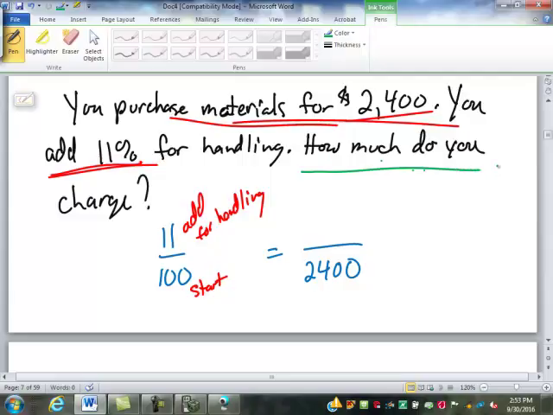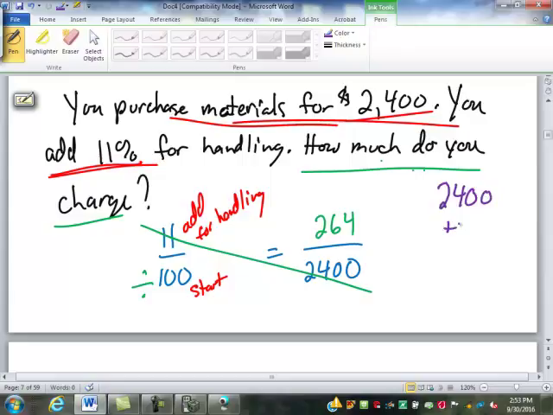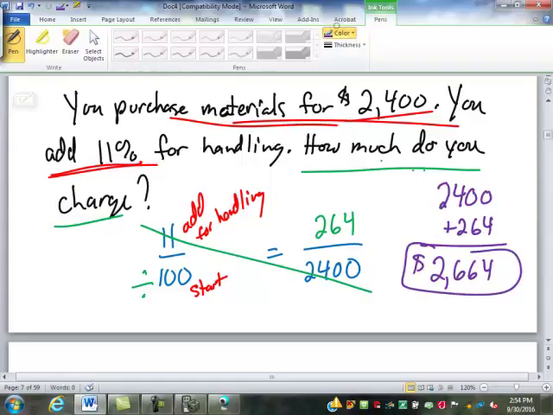Well, if I know how much we're going to add, can I find what we're going to charge? Yeah. So I'm going to cross multiply and divide. 11 times 2,400 divided by 100 is going to be $264. So what do we do with that to get what we're looking for? Add it. Perfect. 2,400 plus $264 is $2,664. We would charge $2,664 for those materials.